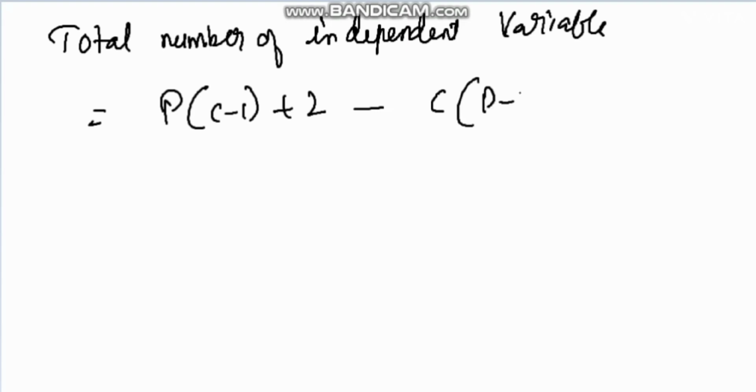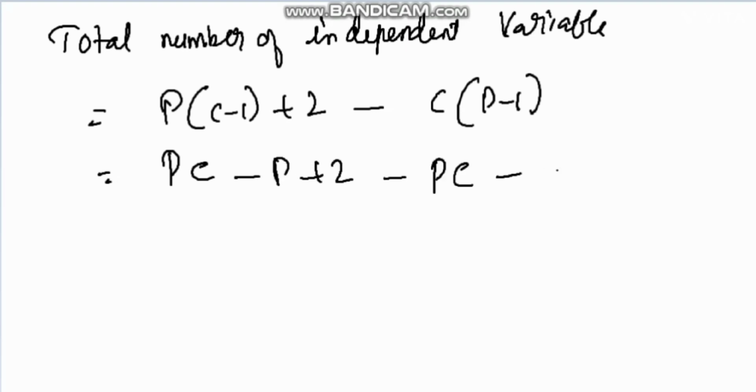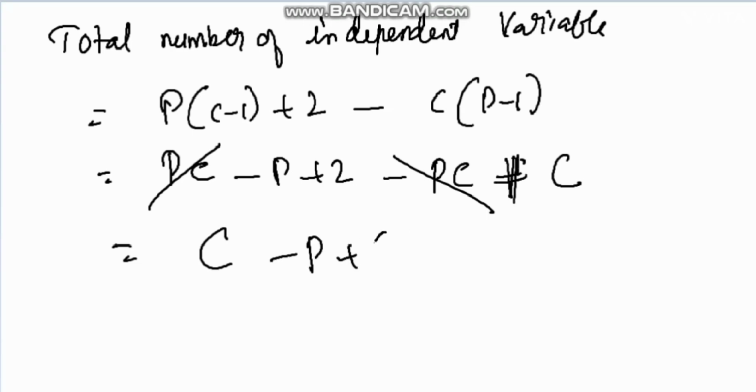So when we solve this, we get C minus P plus 2. The total number of independent variables is the degrees of freedom F. F is equal to C minus P plus 2. Okay, so this is the Gibbs phase rule. Thank you.